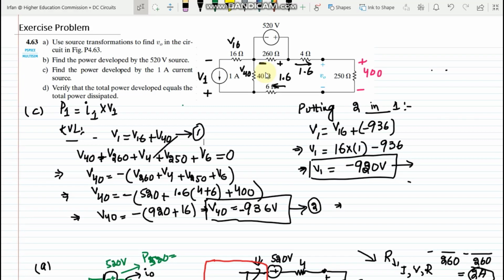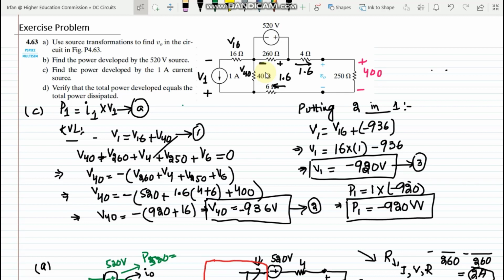Let me call it equation 3, and putting it in this equation, which was equation number A. So now when I put it, the value of I1 is basically 1 and the value of V1 is minus 920. Okay, so putting it here, the value here will be minus 920 watts. So that is the answer of part C of this question. So that is the end of part 3.